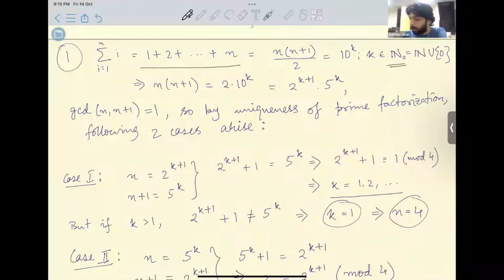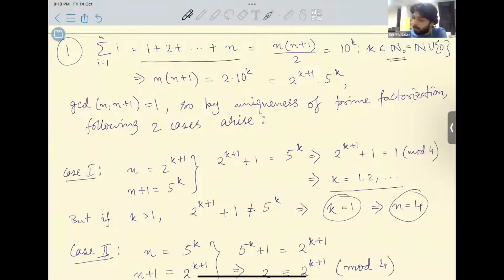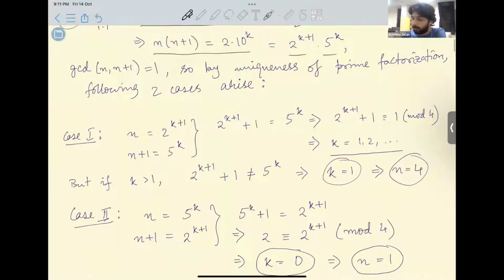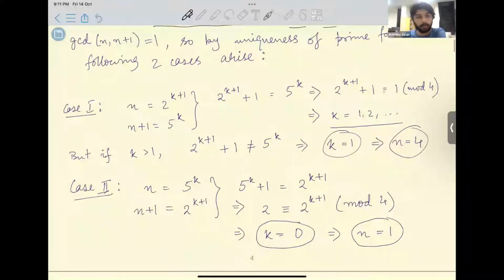So how do we go about it? Basically, I can break up n times n plus 1 into two parts which are co-prime to each other. The GCD of 2 and 5 is 1, so naturally any power of 2 and any power of 5 will have GCD 1. And on the left-hand side, I see that a number and the number incremented by one always have GCD 1. So by the uniqueness of the prime factorization theorem, two cases can arise. Either n is equal to 2 to the power k plus 1, or n is equal to 5 to the power k. Okay, so these are the two cases that we'll be solving for.